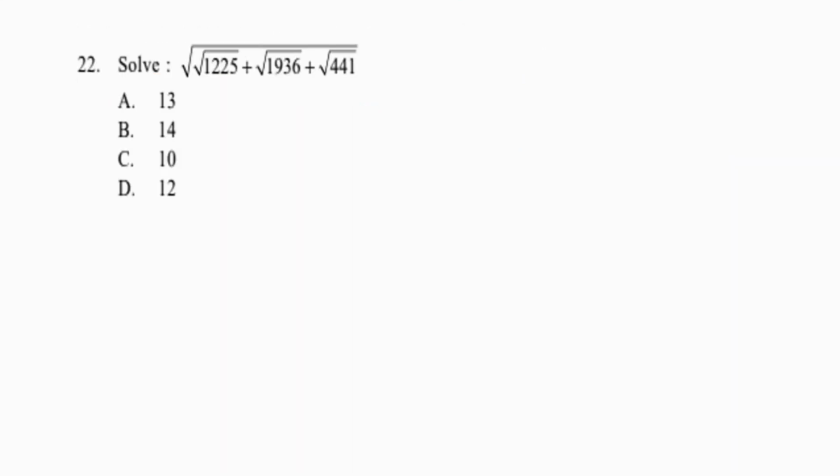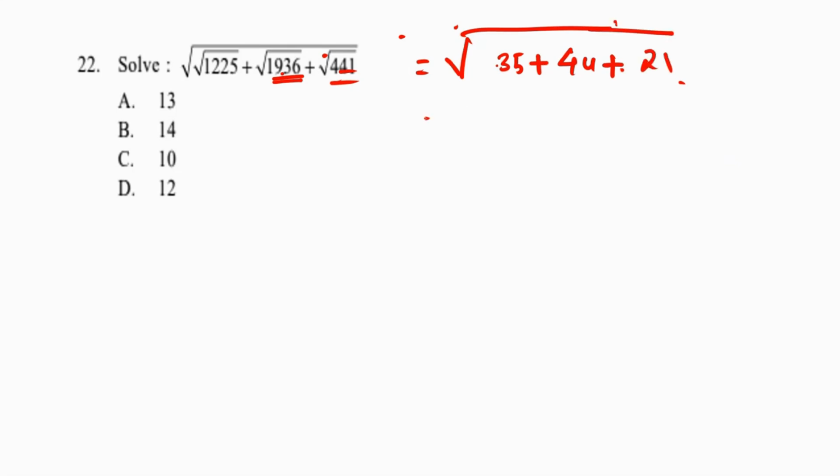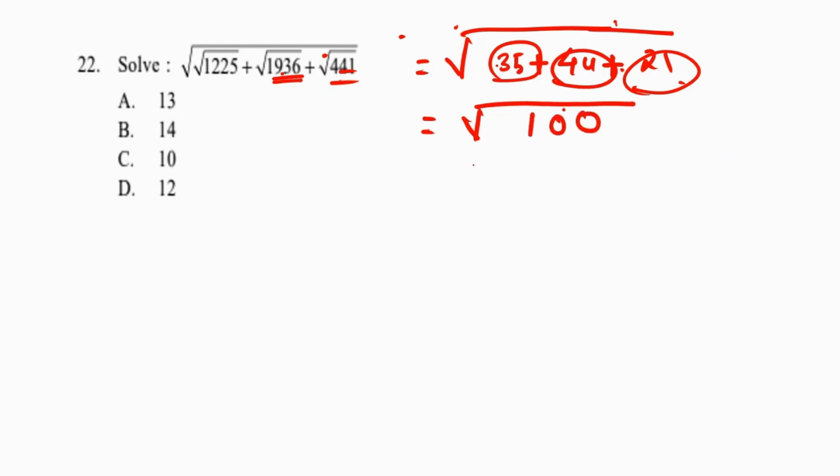Next, we need to solve this square root question. The square root of the square root of 100, 1225, and so on. The square root of 1225 is 35, whereas the square root of 1936 is 44, plus the square root of 441 is 21. So we have solved the inner square roots first. Now we will solve the whole thing. 35 plus 44 plus 21 is nothing but 100. So the square root of 100 is 10. So option C, 10, is the answer.